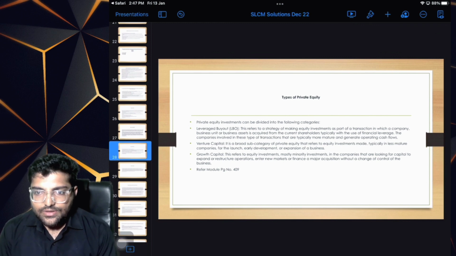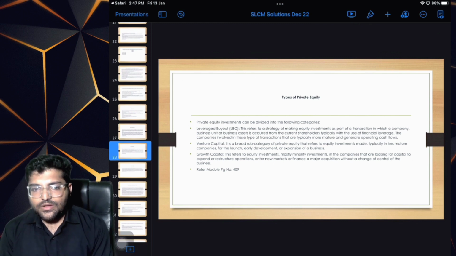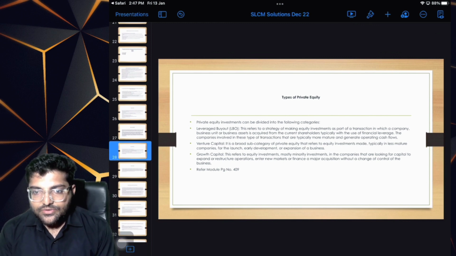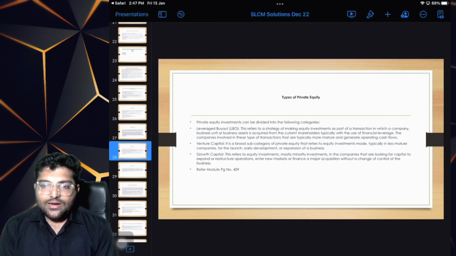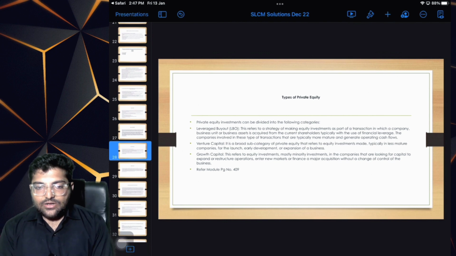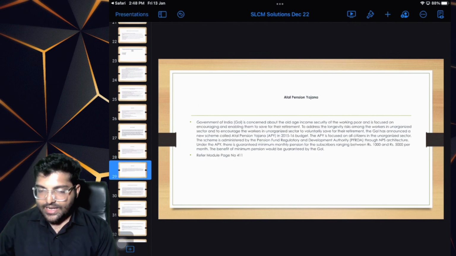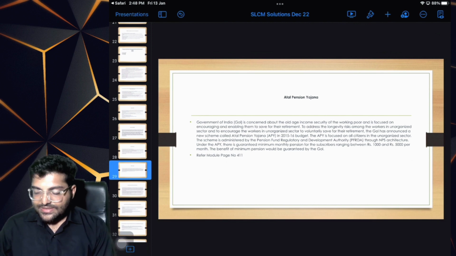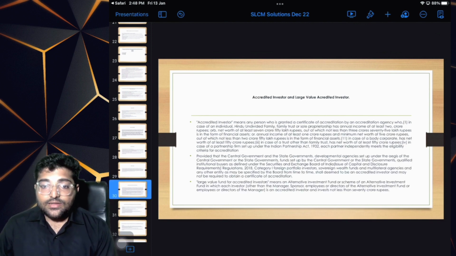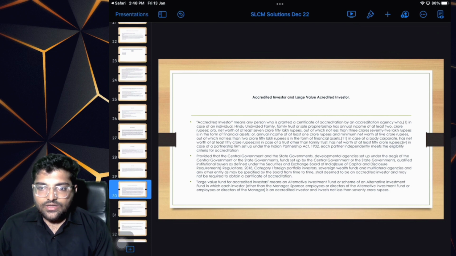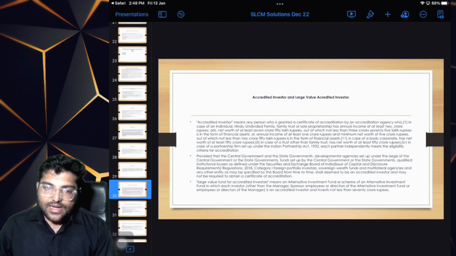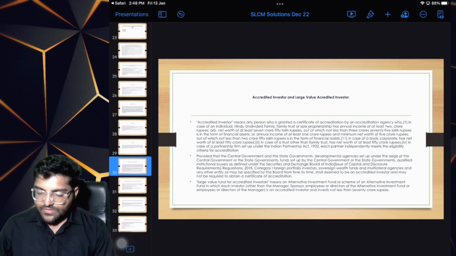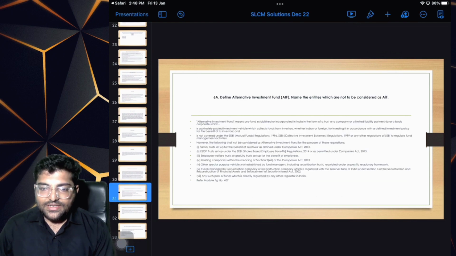So yes, types of private equity, you can refer to module page 409. Over there you will find the types, which are leveraged buyout, venture capital, and growth capital. Correct? And the next question was asked on Atal Pension Yojana, which you can refer to in module page 411. And this is also a good question which was asked: what is an accredited investor and a large value investor, which you can find in the latest amendments.